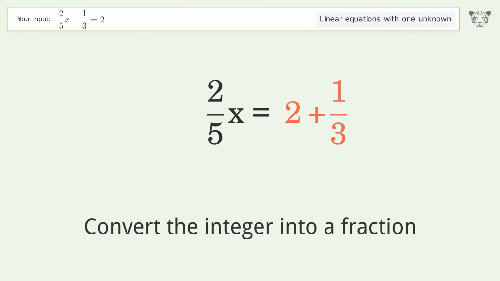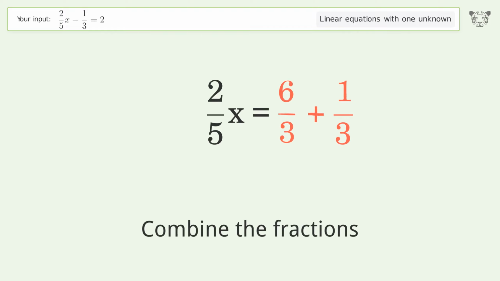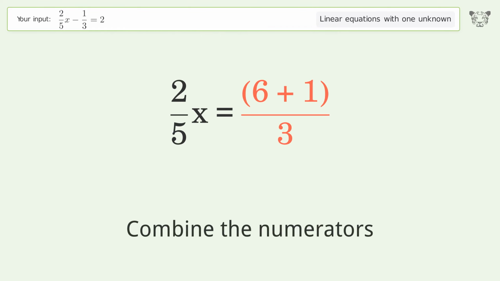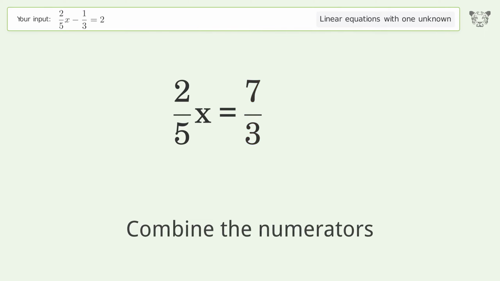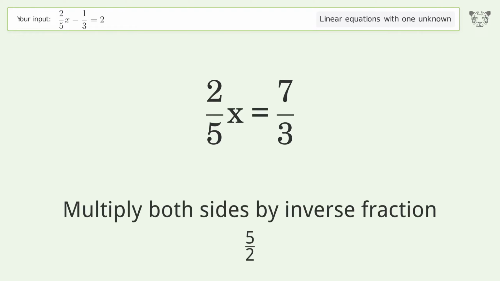Convert the integer into a fraction. Combine the fractions. Combine the numerators. Isolate the x. Multiply both sides by inverse fraction 5/2.